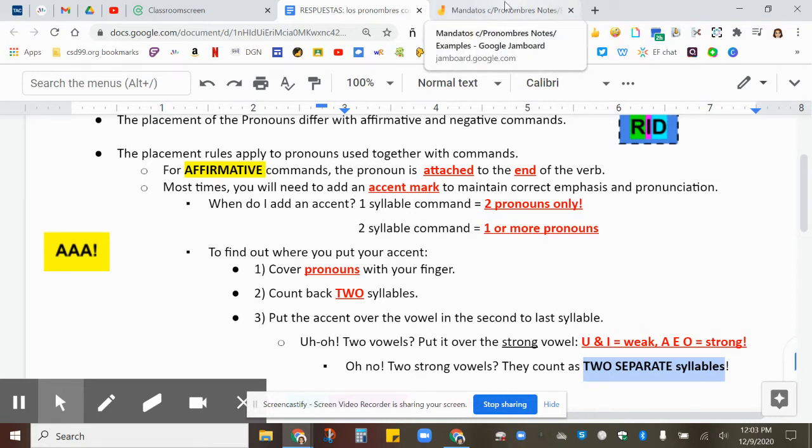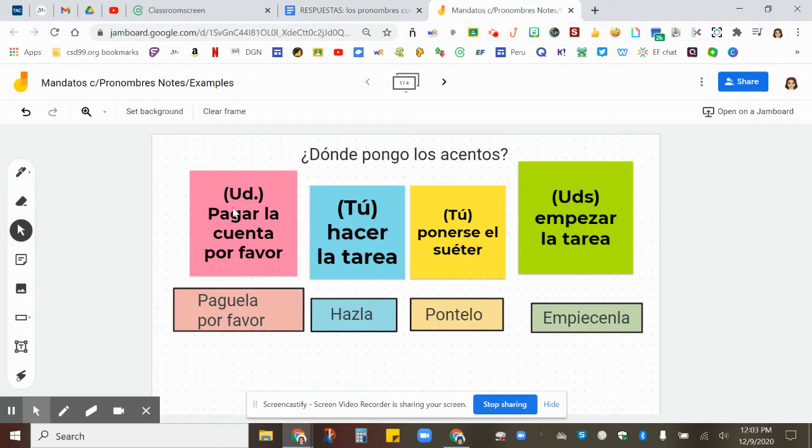Now I have a few examples for you that I'd like to use to illustrate the AAA RID rule, accent marks, and placement of pronouns. Here you have 4 examples that will walk us through what to do with these types of commands. In the pink sticky note, usted command, that means I yo drop swap. Here's my information. Pagar la cuenta, por favor. Pay the bill, please. I'm going to take out la cuenta and just say pay it, instead of repeating la cuenta.